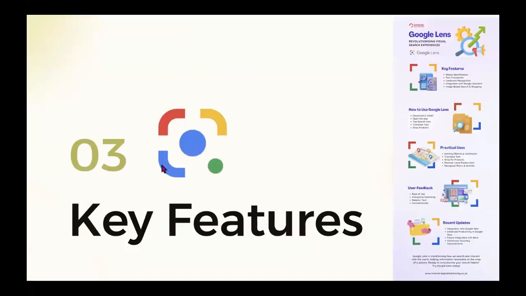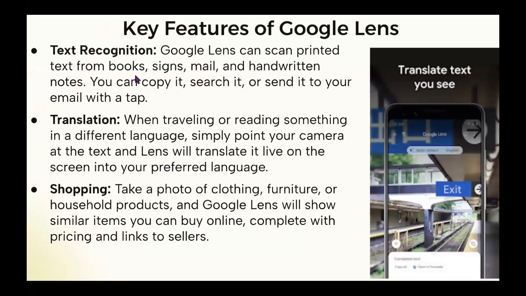So as for a few key features, the first is text recognition. So Google Lens can effectively scan printed text from books, signs, mail, and handwritten notes, and you can copy it, search it, or send it to your email with a very quick tap. Also translation. So if you're traveling or reading something in a different language, you can simply point your camera at the text and Lens will automatically translate it live onto your screen within your preferred language.